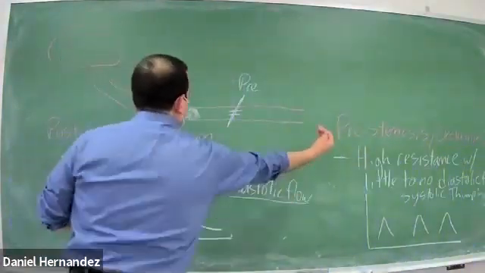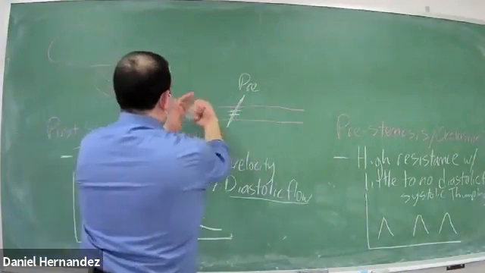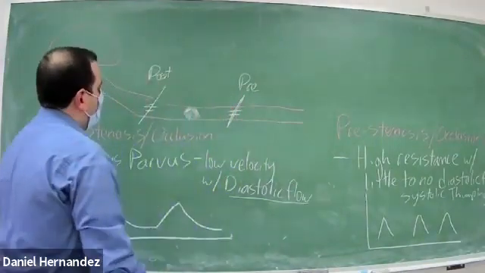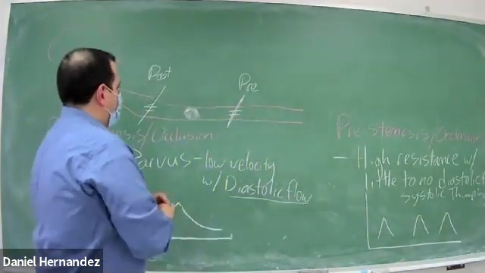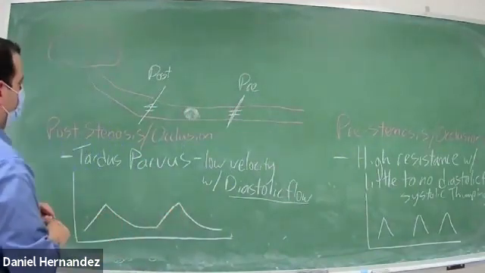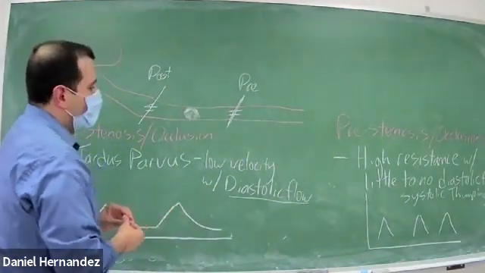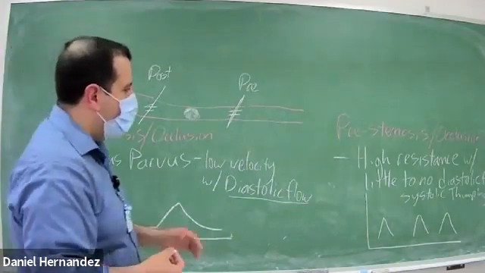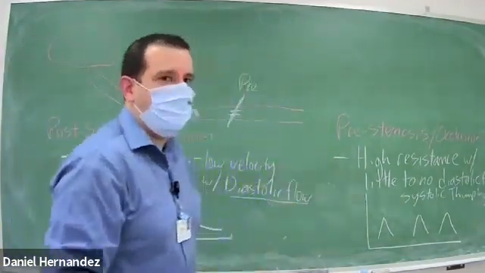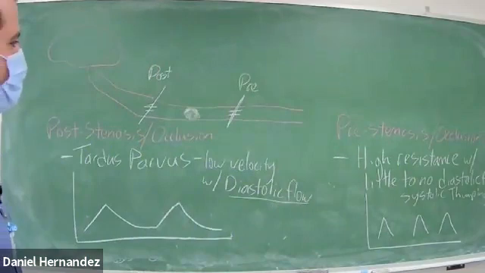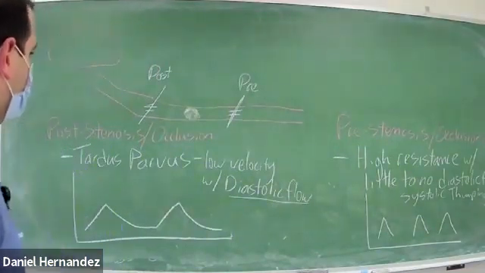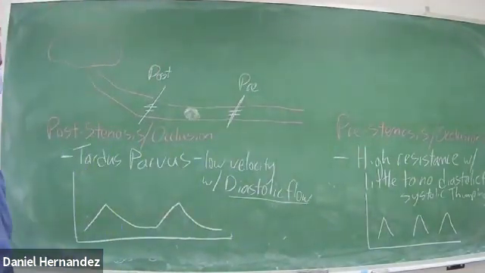So that blood flow now is coming up that artery. It's hitting that occlusion, and minimal to no blood flow is getting through. And that results in a lack of diastolic flow, or a high resistance waveform. So pre-stenotic is going to be a high resistance waveform. Post-stenotic will be our tardus-parvus low resistance waveform.